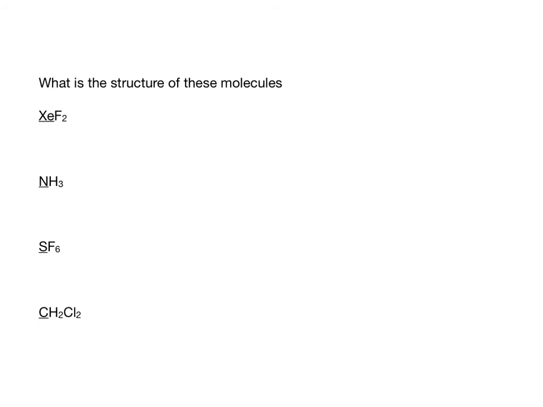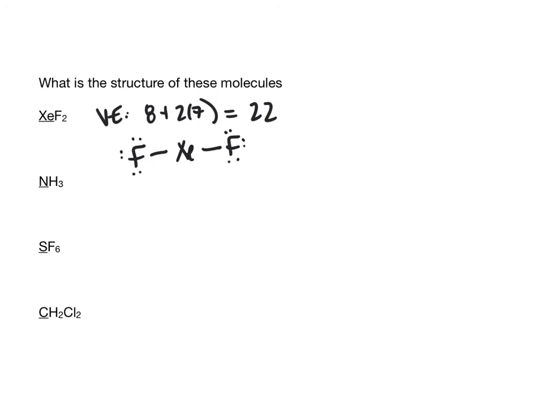Let's look at XeF2. The valence electrons here are 8 plus 2 times 7, which is 22. Following the rules, we place Xe in the center, put our F's on the outside, and draw our lone pairs. Now we've used 16 of our electrons, so then we add 18, 20, 22.